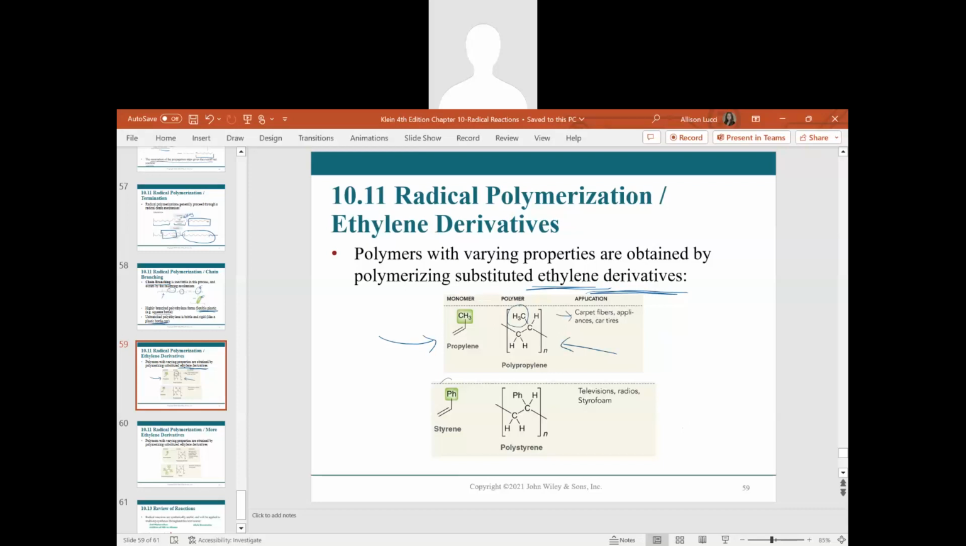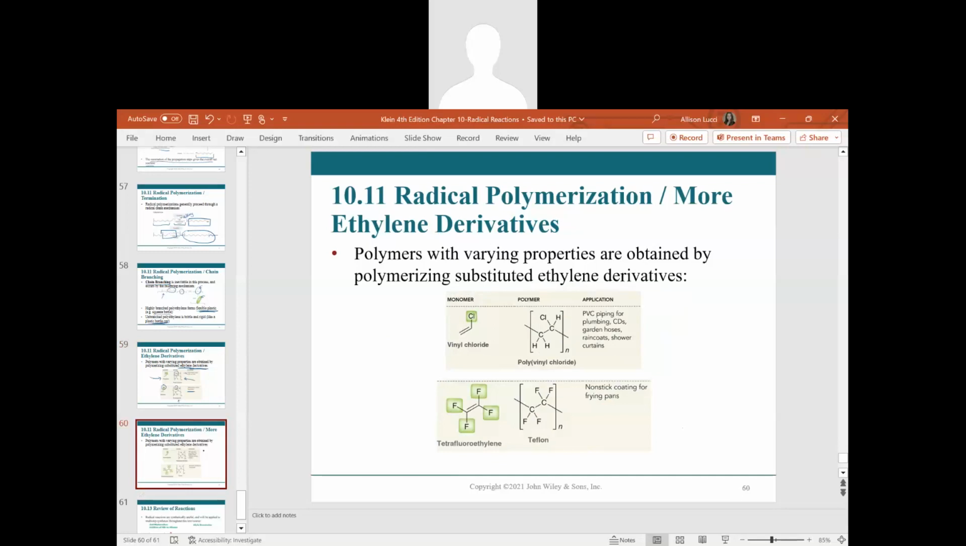Styrene, so this is a phenyl group, so you'd see that benzene ring coming off there wherever we see Ph. This polystyrene polymer, this can be everything from televisions to radios to styrofoam. That can be polystyrene. Some other familiar polymers could be made from the monomer of vinyl chloride. So again, we have these substituted ethylene derivatives. So now we have chlorine that's added in our polymer chain, and we end up with polyvinyl chloride. This is things like PVC piping, if there are still CD cases out there, some garden hoses, raincoats, shower curtains.